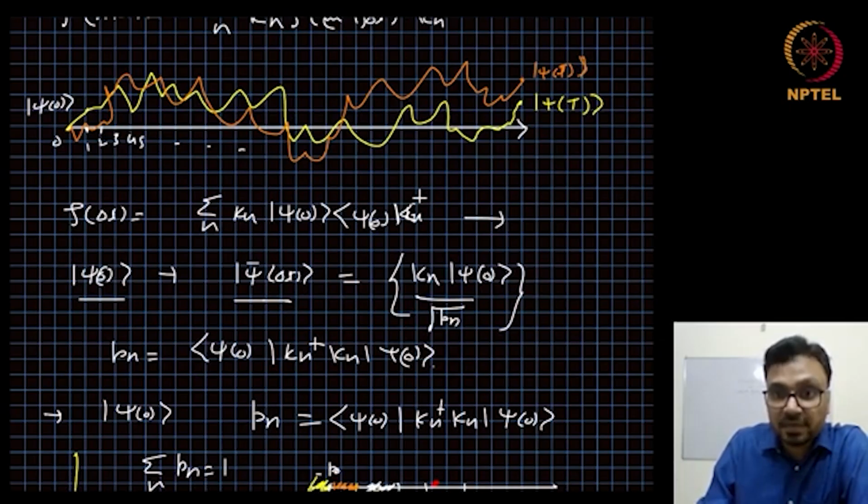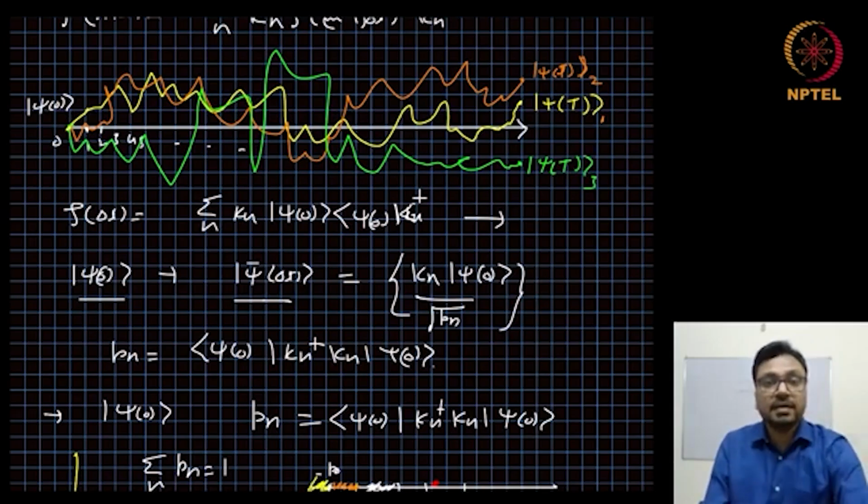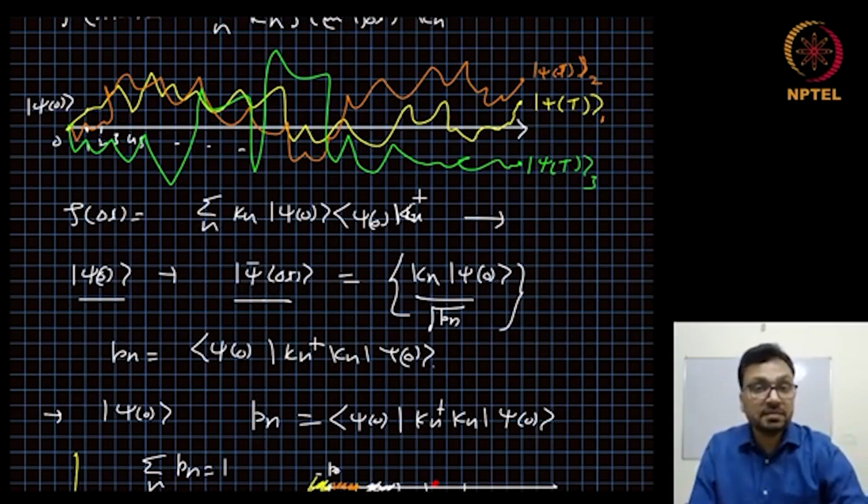Let me put it outside the attempt. This was the first attempt, this was the second attempt. Then we can have another trajectory starting from the beginning, and we get psi of capital T in the third attempt, and so on. We can repeat this for a large number of times.